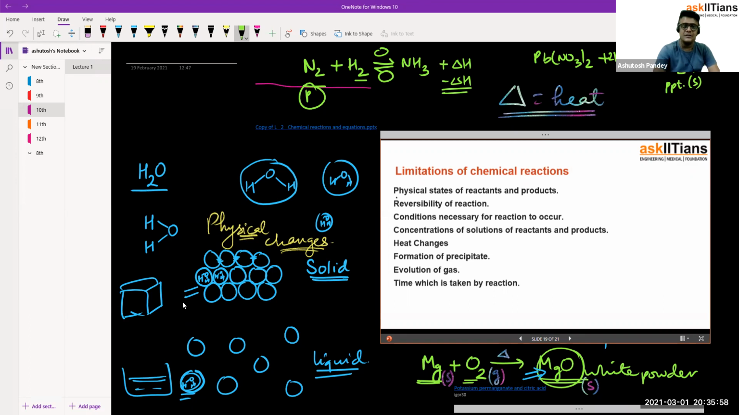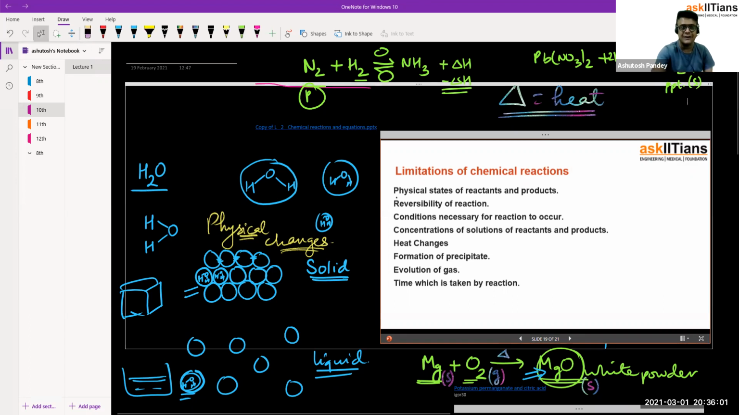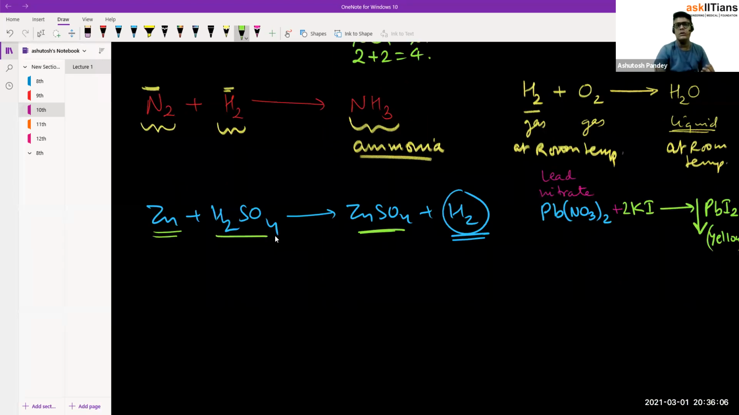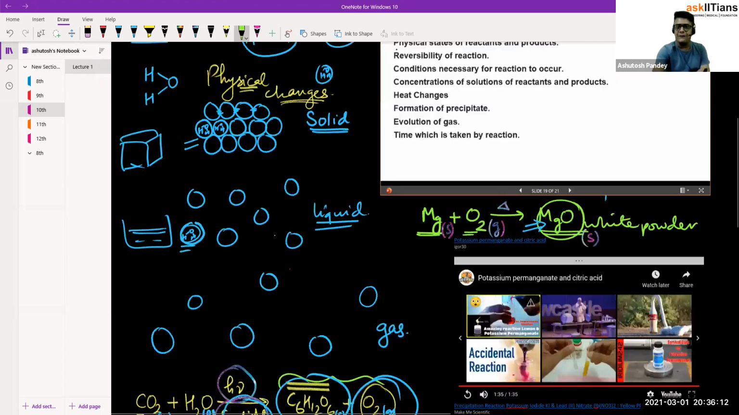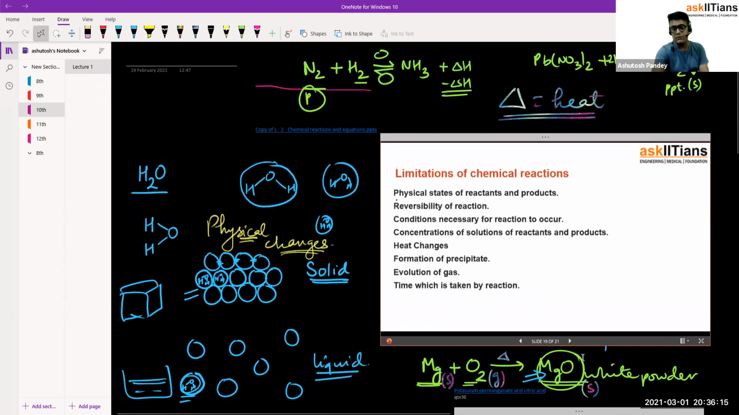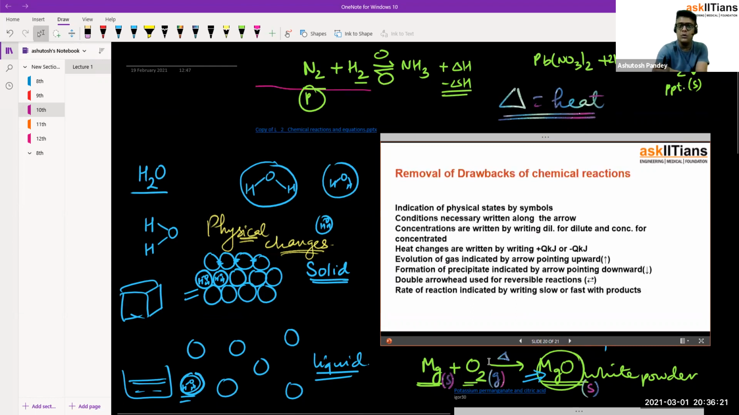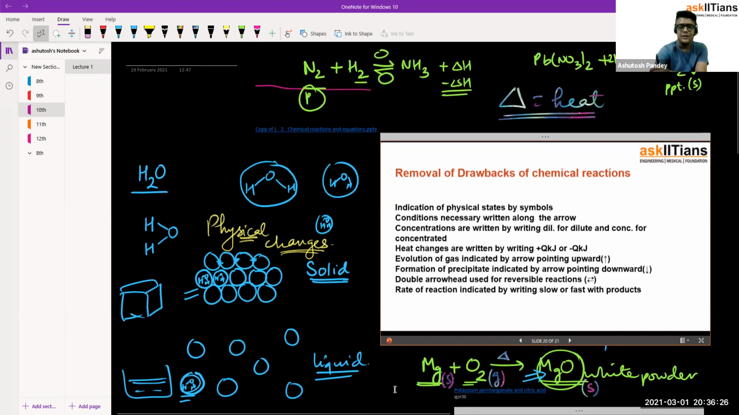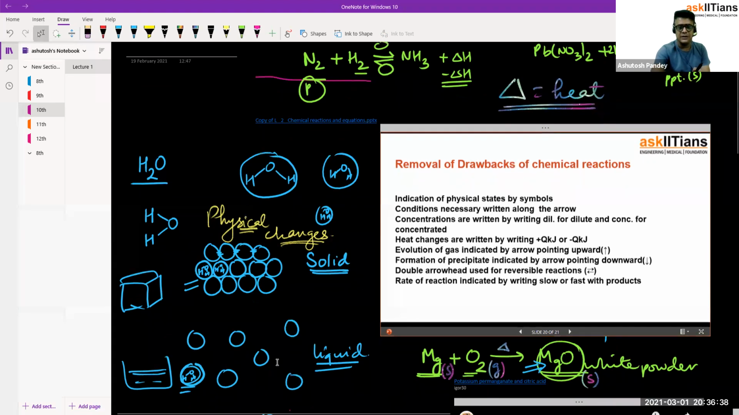But in a chemical reaction, while writing the chemical equation, how are we going to show that this H2 gas is formed? So we have these limitations, and also the time the reaction took. These are considered drawbacks of writing a chemical equation. To remove these drawbacks, we can write the physical states by symbols, like I already explained. So what are the abbreviations we are going to use?